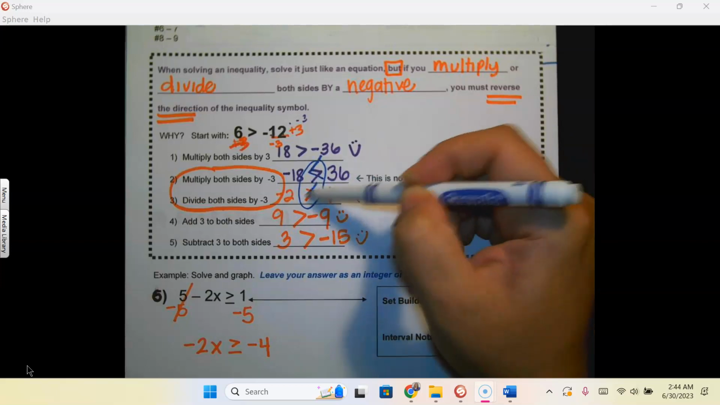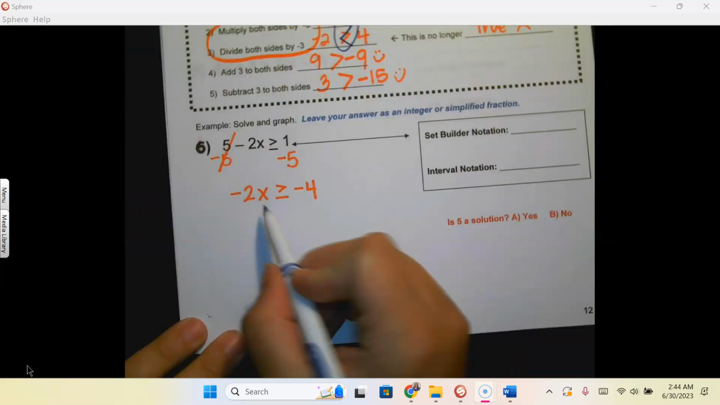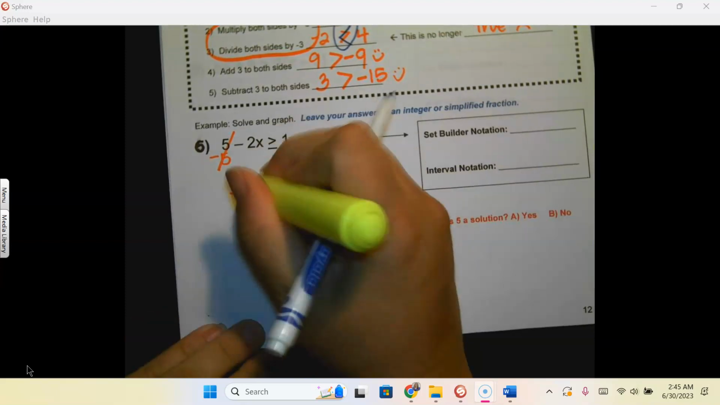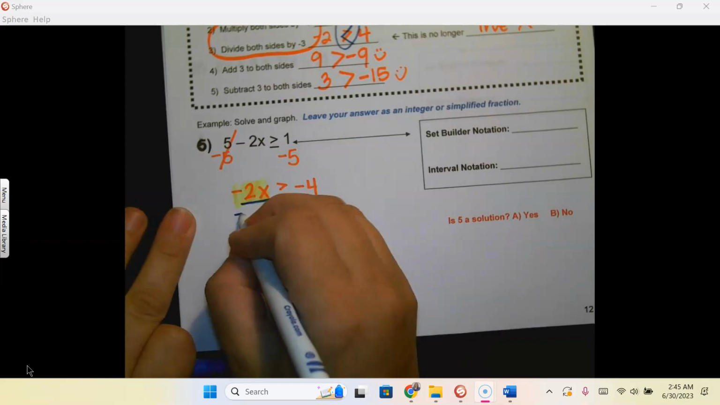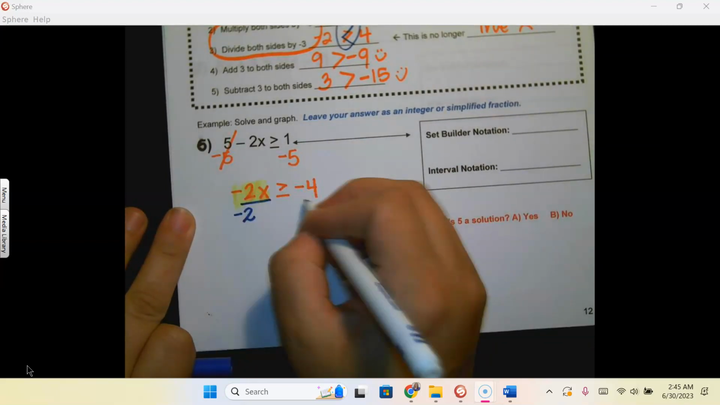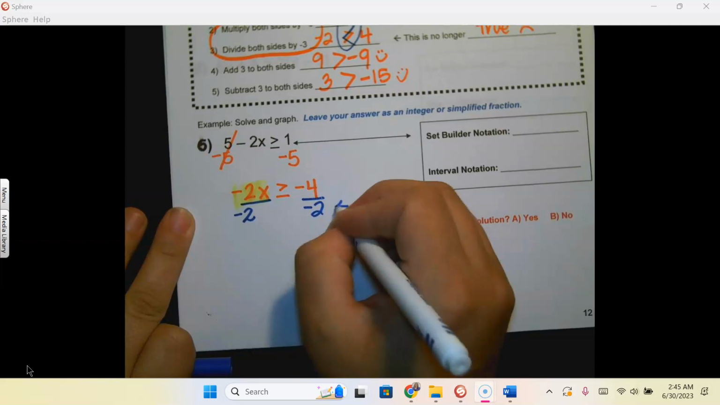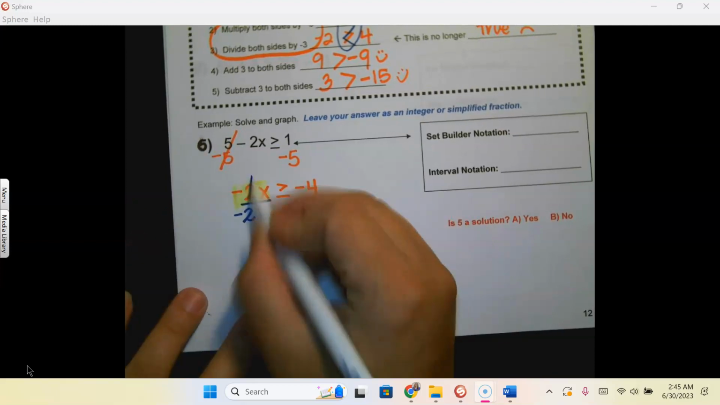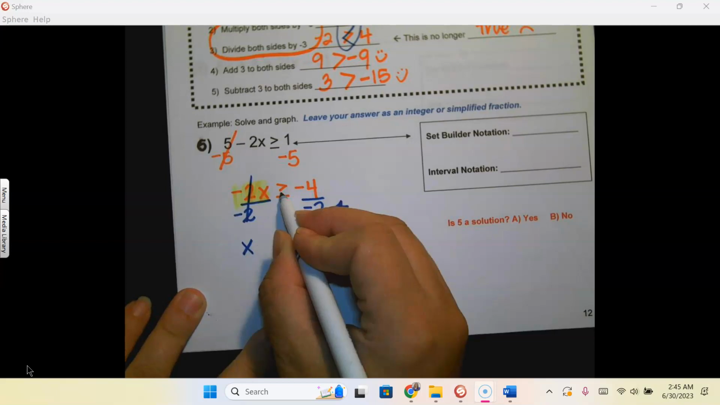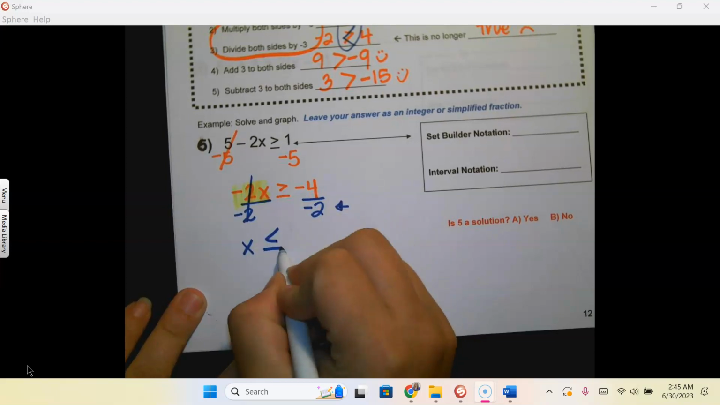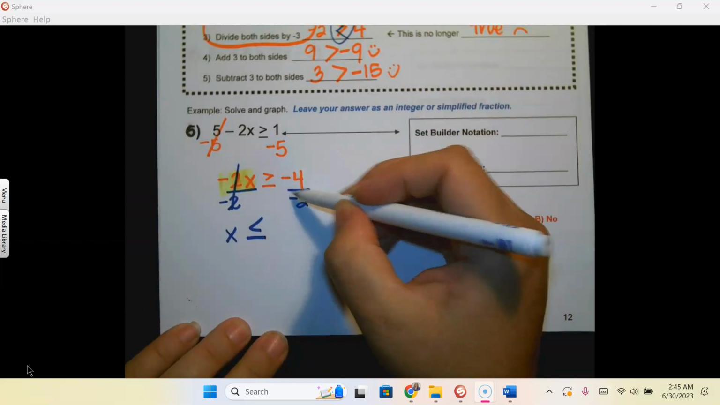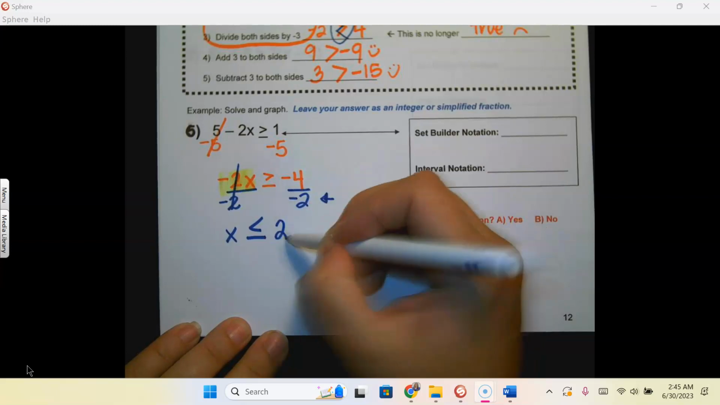and then it would read correctly. So in this problem right here, to get rid of the number next to the x when the variable term is by itself, that is when we divide. So we need to divide by a negative 2. Because we're dividing both sides by a negative here, this symbol needs to switch. And then negative 4 divided by negative 2 is positive 2.